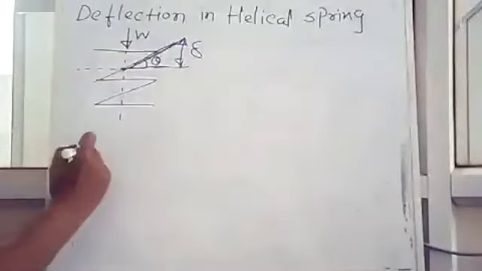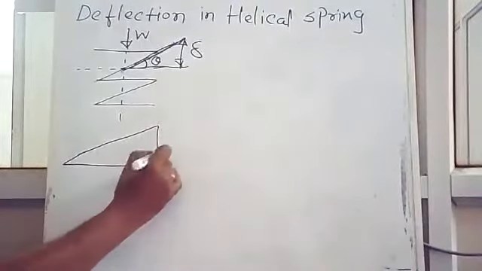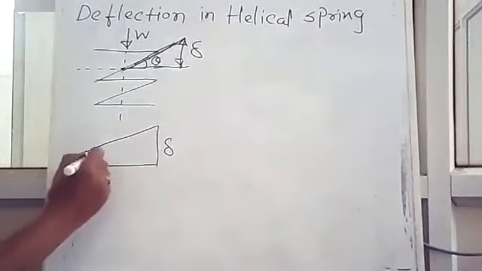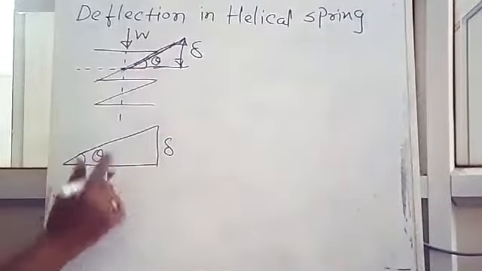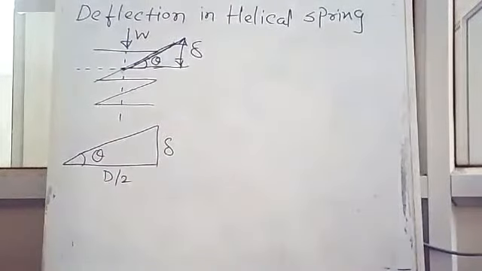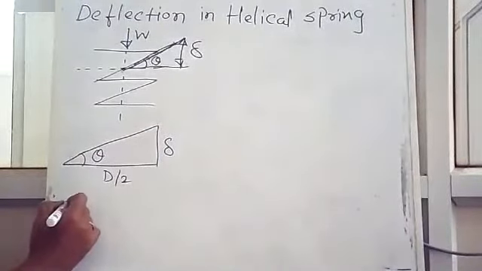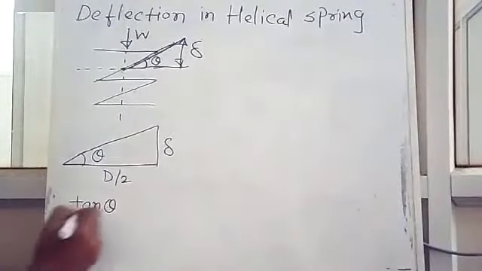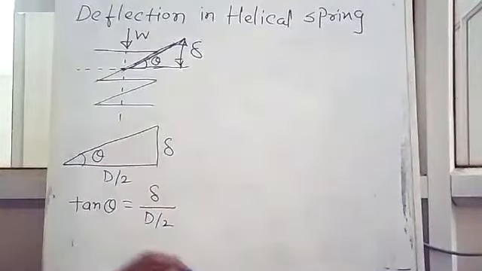Okay. So if I take enlarged view of this deflection, now the spring can be deflect here as a delta. The angle of deflection is theta here. The portion is the radius of the spring, so it is d by 2. Now with this relationship, we can have very simple triangle, so that this tan theta can be equal to delta divided by d by 2.